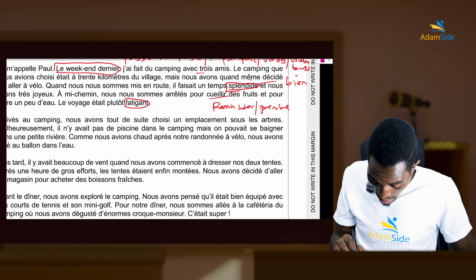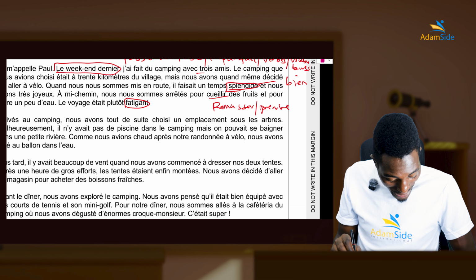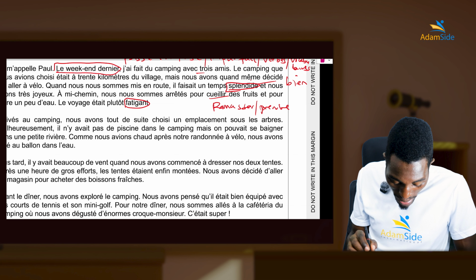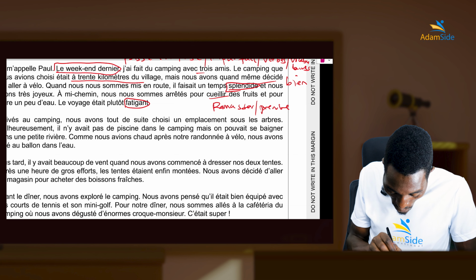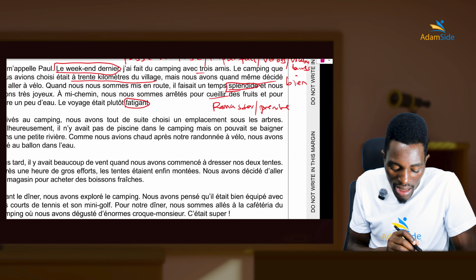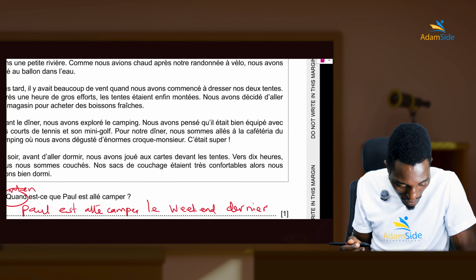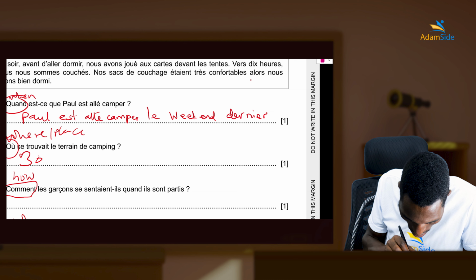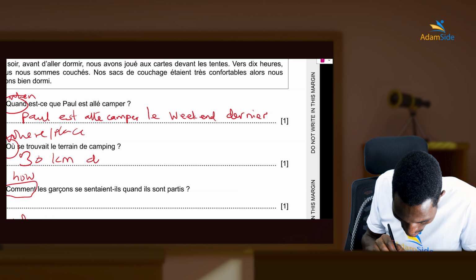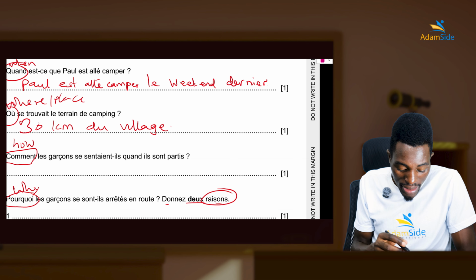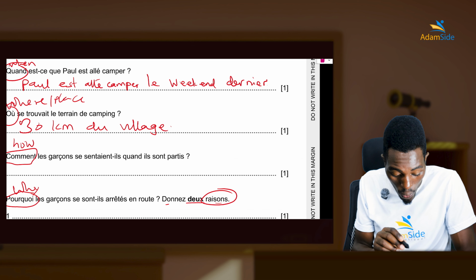We continue where we ended. Le camping que nous avions choisi était à 30 km du village. So the answer is 30 km du village. So here I write 30 km du village. So then as you can see, I have answered where.